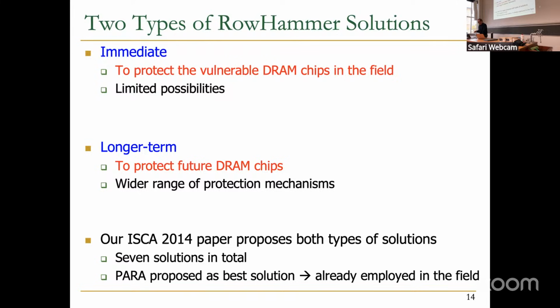Okay, anyway, there are a lot of new solutions also. Some of them make a lot of sense. Some of them are actually higher overhead. So we're going to talk about some of those as well. But we did talk about the PARA solution, for example, that we developed in our original paper, probabilistic adjacent row activation. And this was a very low overhead solution. In our original paper, we thought that this was a good solution, and actually, the solution has good characteristics.